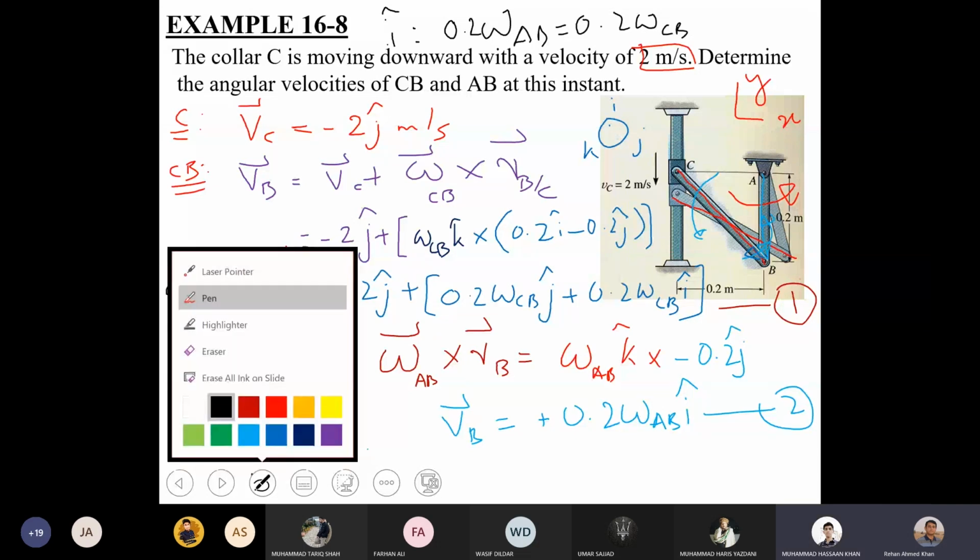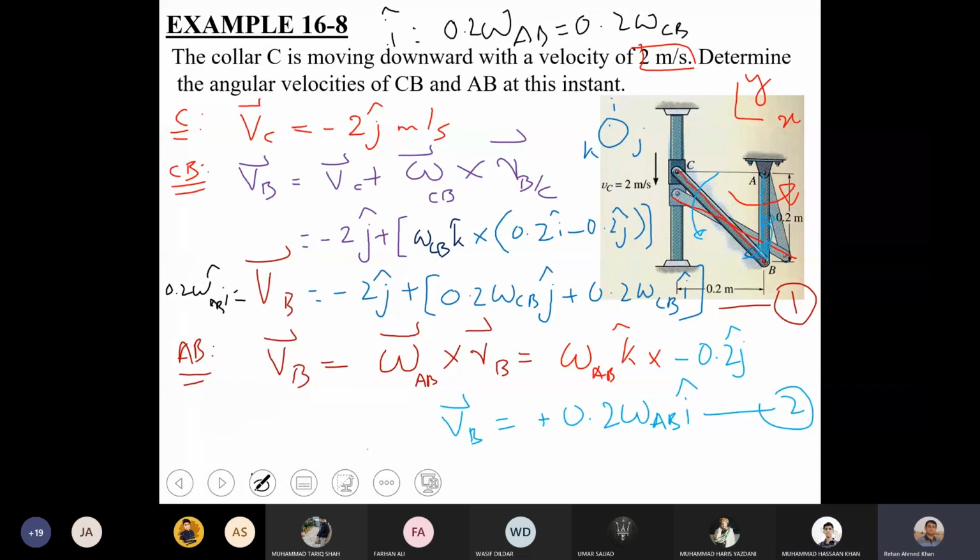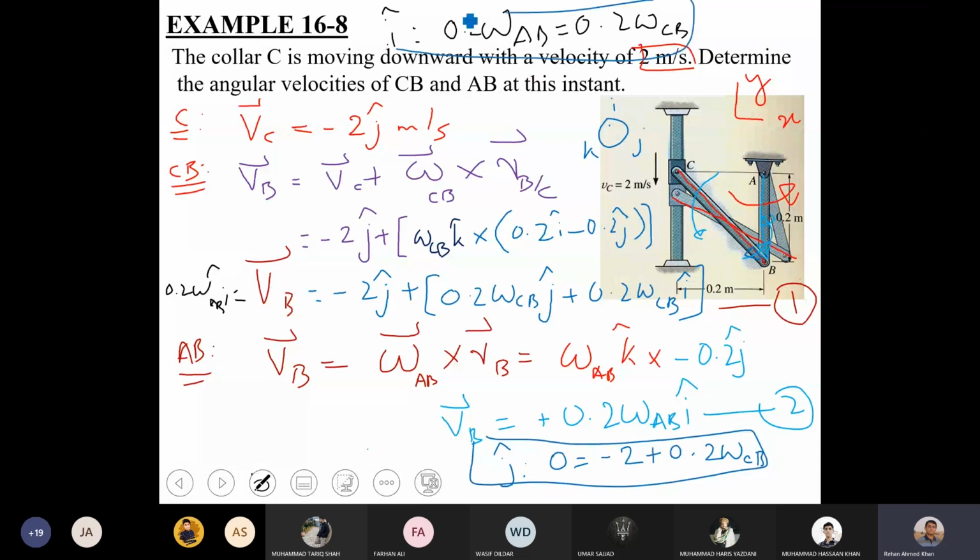Now comparing the J coefficients on both sides of this equation. What is the J coefficient on the left hand side? 0. What is the J coefficient on the right hand side? It is -2 plus 0.2 omega CB. So this is the equation for the J coefficient: 0 equal to -2 plus 0.2 omega CB. So these are the two equations which we need to solve.